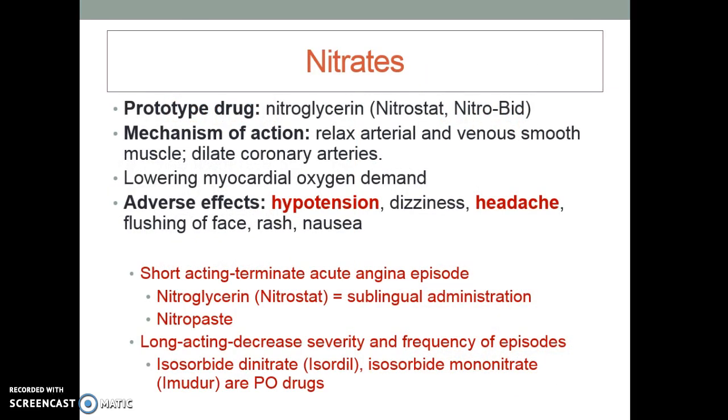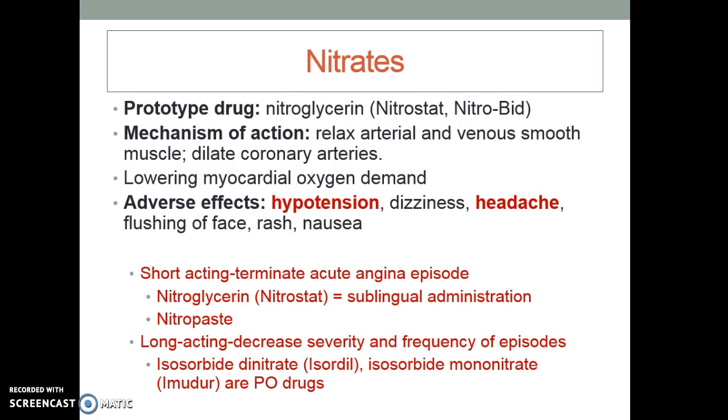Nitrates are your go-to medication when it comes to treating chest pain or anginal pain. Your prototype drug is nitroglycerin, with a mechanism of action of relaxing arterial and venous smooth muscle to dilate coronary arteries and all arteries and veins, thereby lowering myocardial oxygen demand by reducing preload and providing increased supply. The adverse effects of nitro are hypotension, which is a big one, and headache. Dizziness may occur related to hypotension. You also may have flushing of face, rash, and nausea.